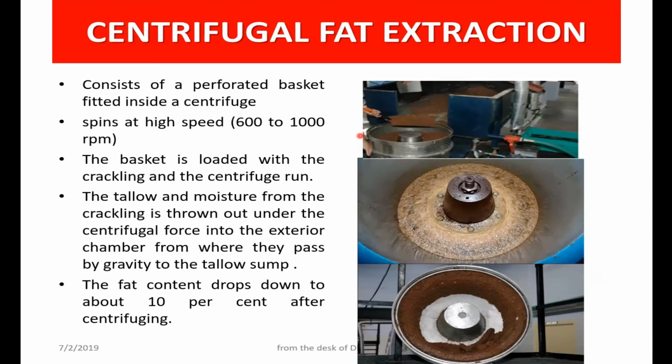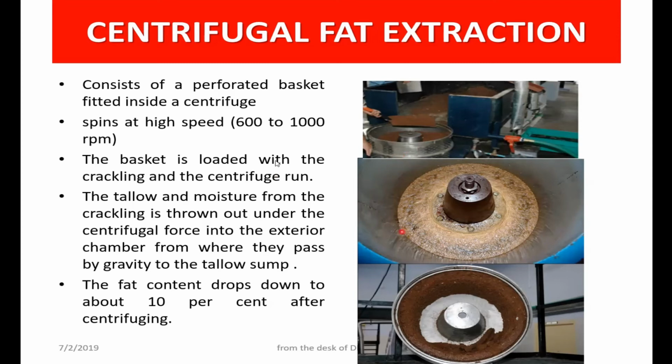One is called centrifugal fat extraction. This is a very simple method, and we are also using this method only. So we have the perforated baskets here. We'll be collecting the raw materials from the percolating tanks into these baskets. Then they will be put in the centrifuge, and it will be rotated very fast, say 600 or 700 to 1000 rpm.